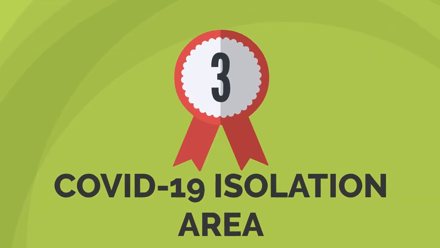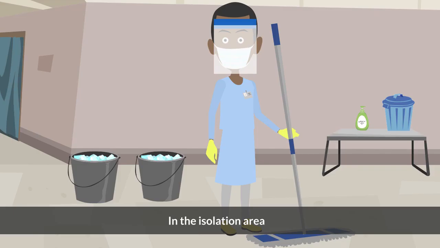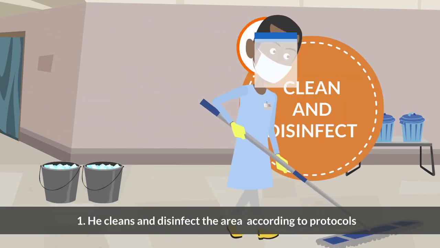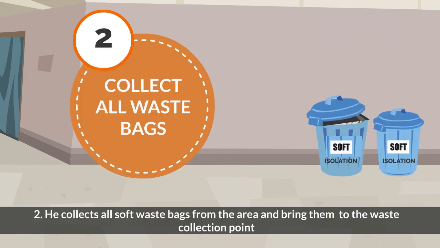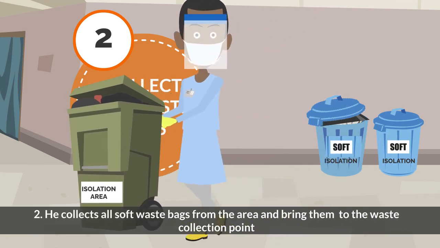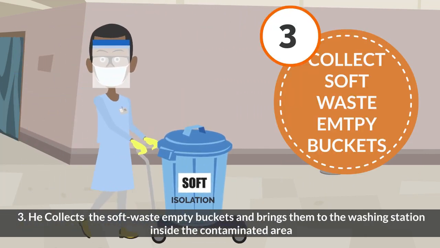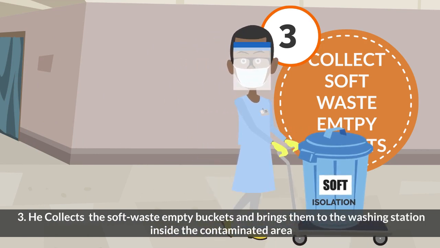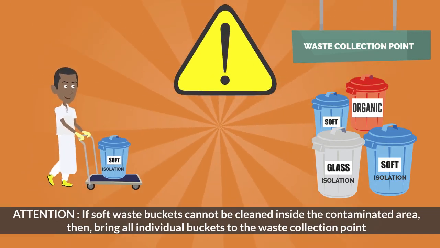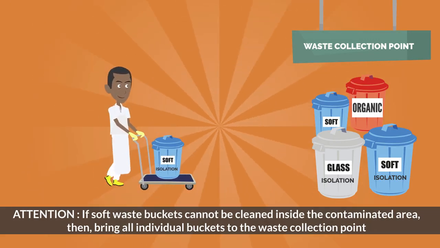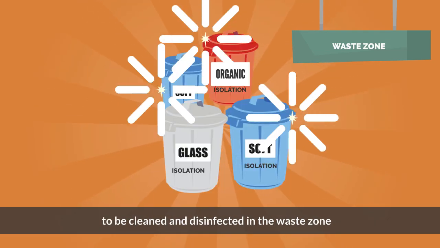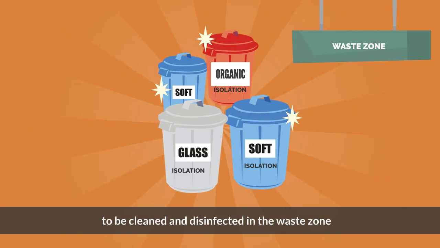Step 3. COVID-19 isolation area. In the isolation area, 1. He cleans and disinfects according to protocols. 2. He collects all soft waste bags from the area and brings them to the waste collection point. 3. He collects the soft waste empty buckets and brings them to the washing station inside the contaminated area. Attention, if soft waste buckets cannot be cleaned inside the contaminated area, then bring all individual buckets to the waste collection point to be cleaned and disinfected in the waste zone.